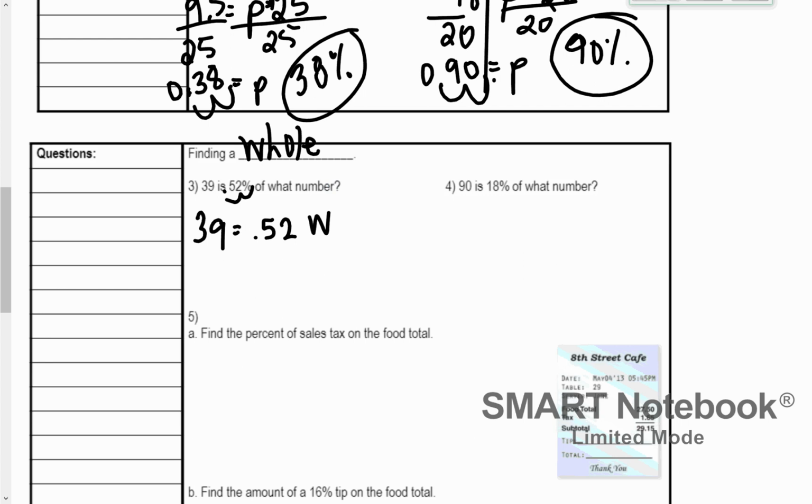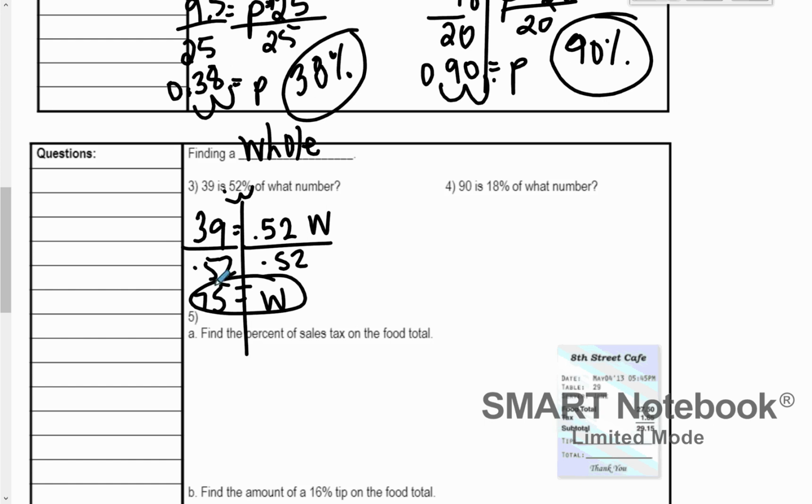All right, so we want to get that W by itself. So we are going to divide by 52 hundredths. We do that in our calculator. We get W equals, we take 39 divided by 52 hundredths to get 75. So what that means is 39 is 52% of the number 75.